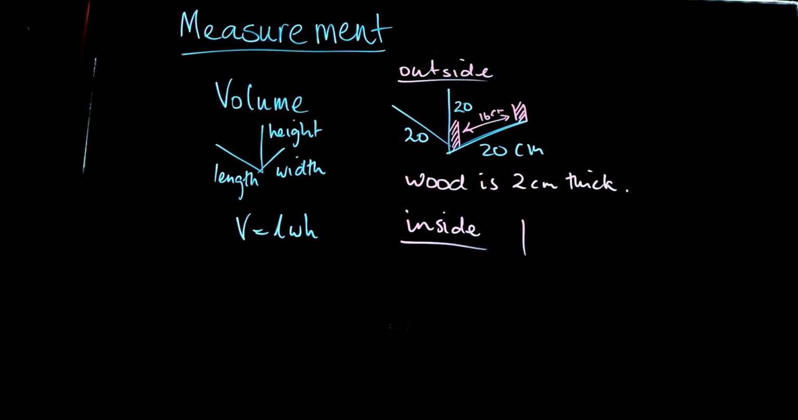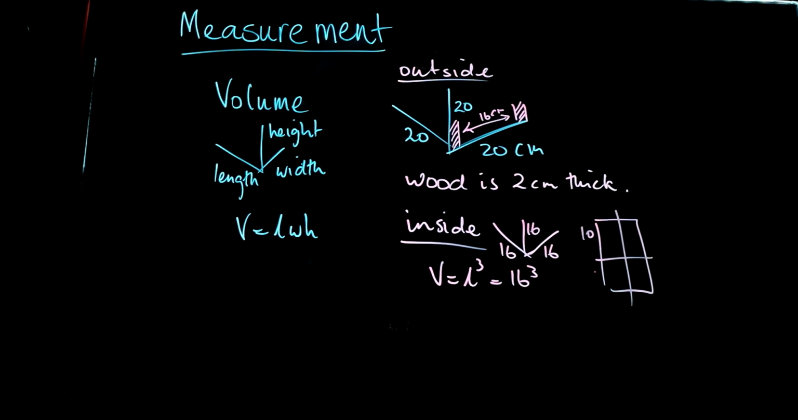So it's a good question because it forces us to think this way, and they want to know the volume of the air or something that's on the inside of the box. So this is what we're left with, and the lengths are all the same, so the volume is going to be 16 cubed, and that's what we need to work out. I'm just quickly going to work that out now, using this model here.